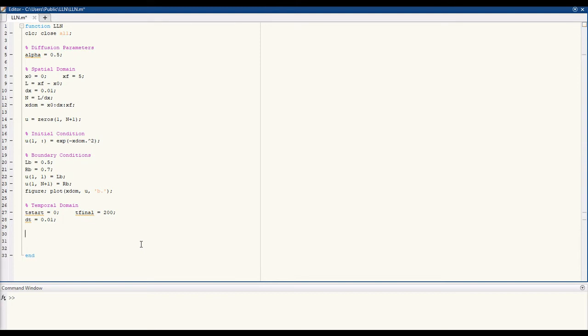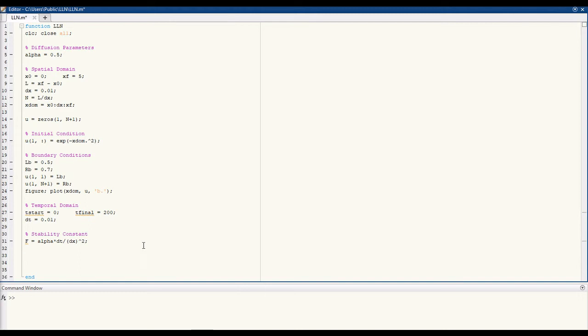Also, keep in mind, there was that constant, so other constants. I'm just going to call it a stability constant, because if you want to talk about stability analysis, you sort of need to understand this constant, and that's going to be alpha times dt divided by dx, the quantity squared. All right, so that's going to be our stability constant.